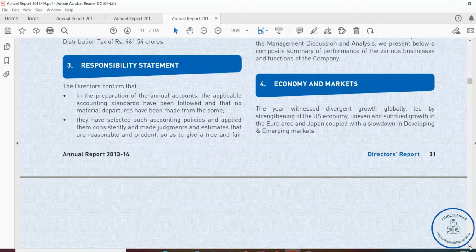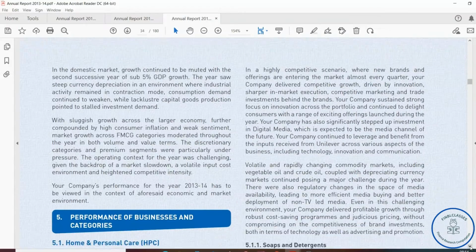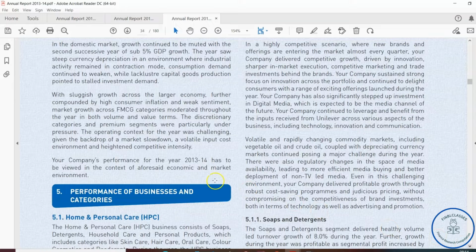So in the fundamental analysis, you have to see the economic factors first, then the industry factors, then the company factors. Here they are mentioning the economic factors, what is happening and what is not happening. They say that in the domestic market, growth continued to be muted with a second successive year of sub 5% GDP growth. The year saw steep currency depreciation in an environment where industrial activity remained in contraction mode. Consumption demand continued to weaken.